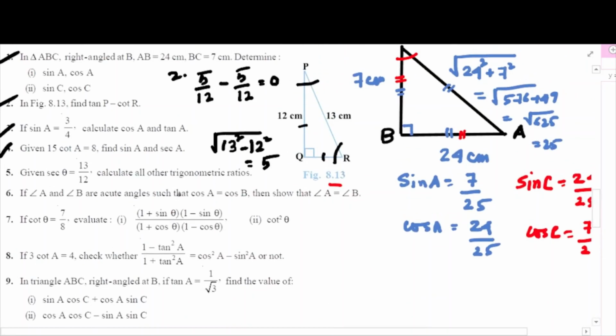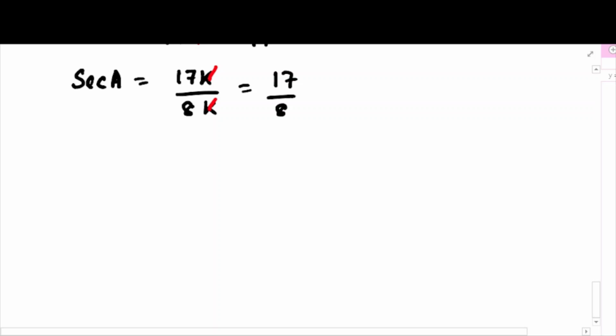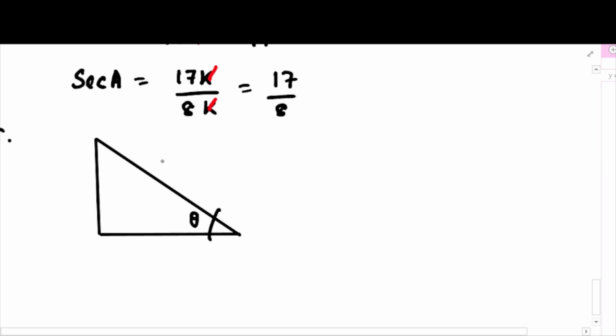Now in question number 5, what do we have? The value of sec theta is given. We have to calculate all other trigonometric ratios. So the value of sec theta equals 13 by 12. So for question number 5, let us draw one triangle first. Here the value of sec theta is given as 13 by 12. So let this angle be theta. Okay. So sec theta is given as 13 by 12.